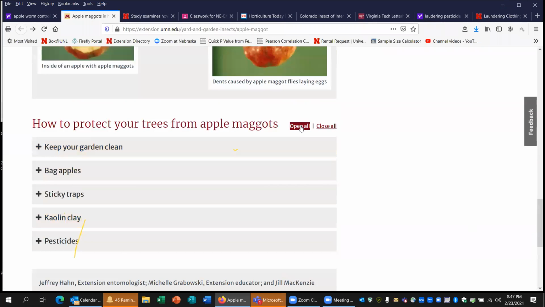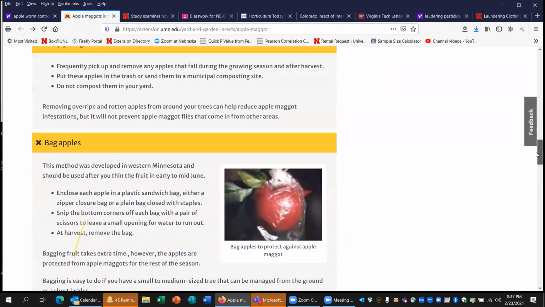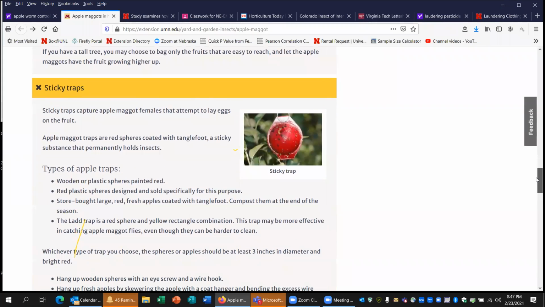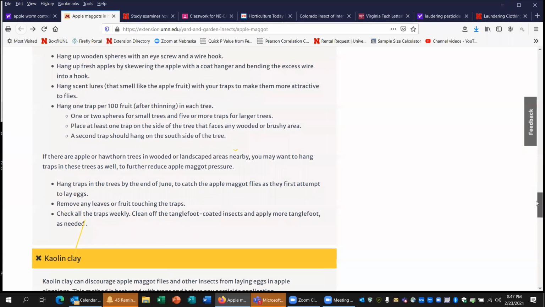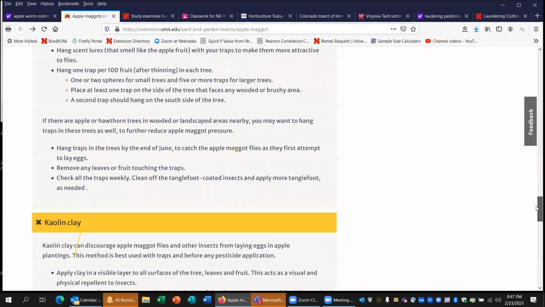And we're going to go back to opening this up so you can see information. So store-bought large red fresh apples coated with Tanglefoot. That's another non-toxic product that will be a trap. So instead of going on the apples on the tree, you're putting out trap apples for them to be caught in and then compost them at the end of the season. And then we talk about the trap, which is this red sphere. Talks about the pieces on trapping. This would be a non-chemical control.